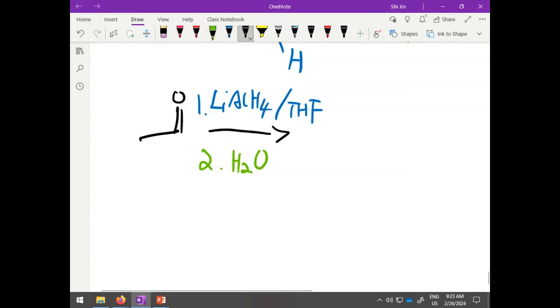So I will not be repeating here, but the final product is the addition of hydrogen on the carbonyl carbon, and you can have a hydrogen on the carbonyl oxygen, but the hydrogen on the carbonyl oxygen comes from the second step, from water itself as acid. Okay? So that's the difference between lithium aluminum hydride and sodium boron hydride.